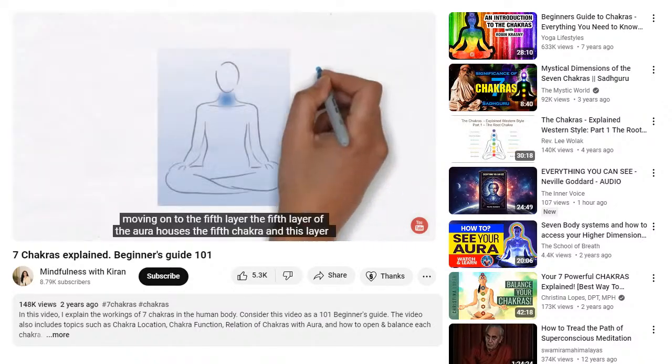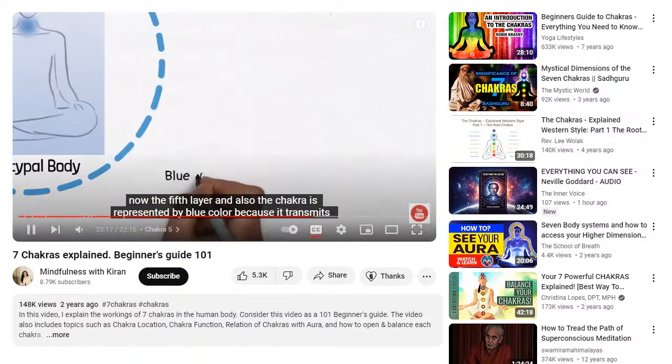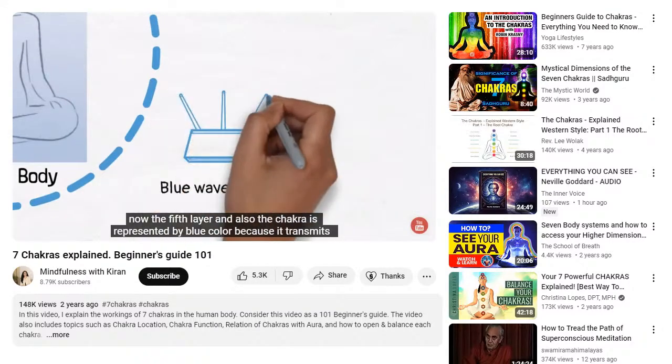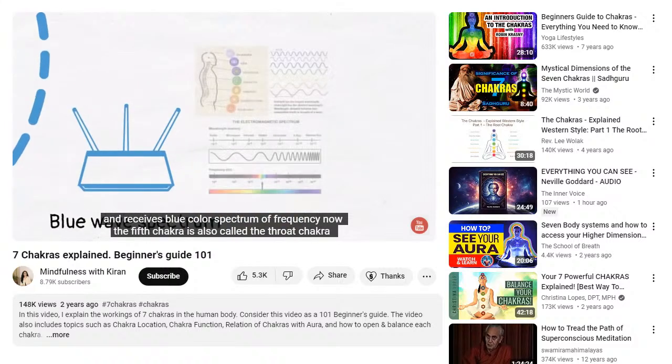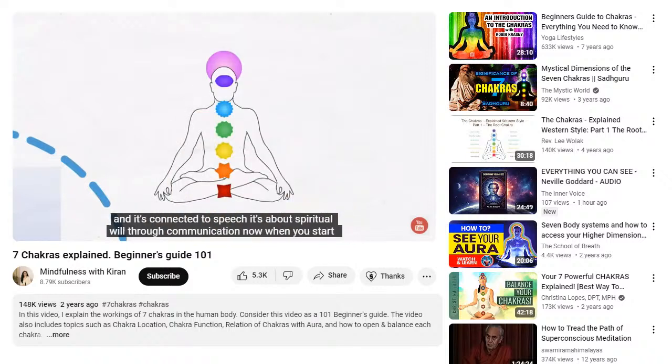Moving on, the fifth layer of the aura houses the fifth chakra. And this layer is also called the archetypal body. Archetypal meaning archetype or prototype of something. Now the fifth layer and also the chakra is represented by blue color because it transmits and receives blue color spectrum of frequency. The fifth chakra is also called the throat chakra and it's connected to speech. It's about spiritual will through communication.